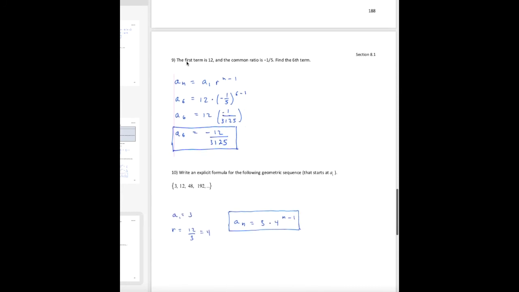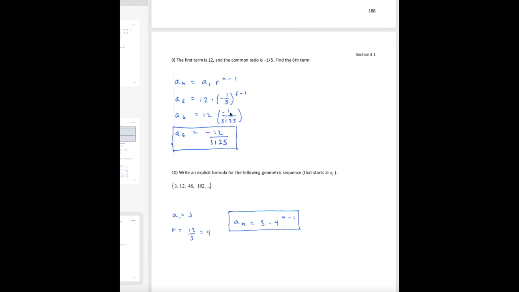Next example, they gave us the first term is 12 and the common ratio is -1/5. Find the sixth term. Okay, great. So they told us a sub 1 is 12. They told us r is that -1/5 and that we are interested when n is 6. So there I am just putting in a 6 right there.